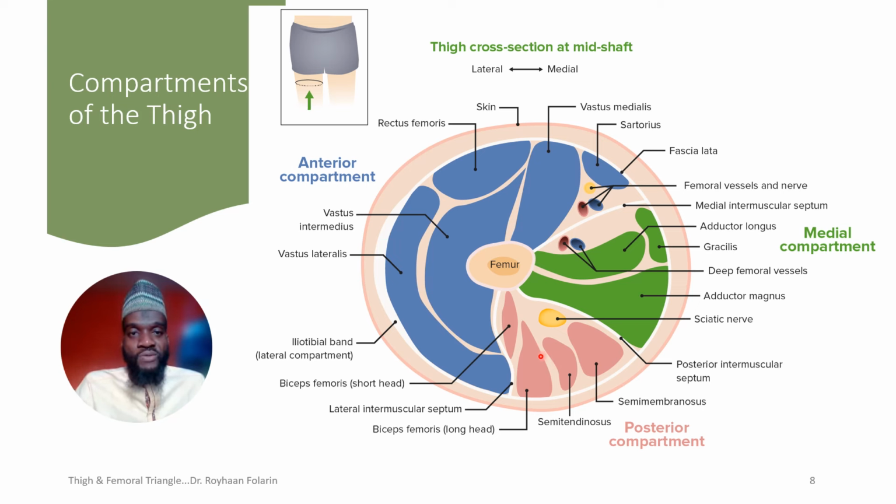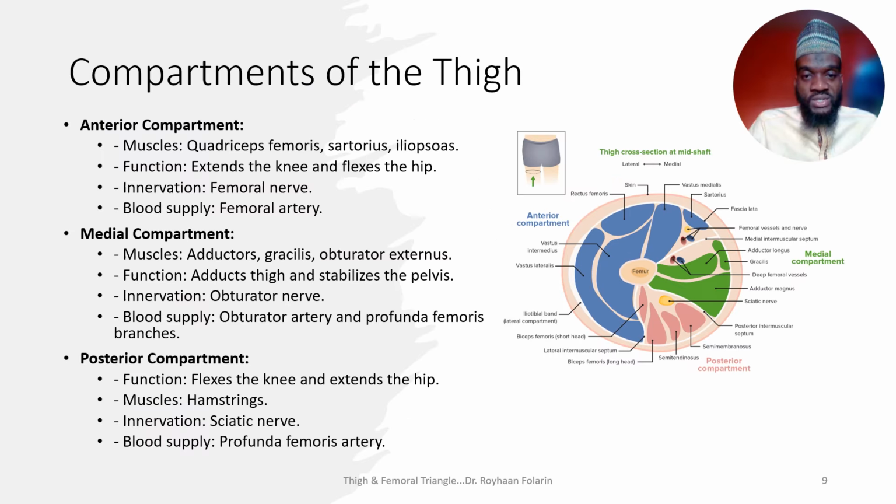These muscles you find at the posterior compartment are supplied by the sciatic nerve. The sciatic nerve provides the innervation to this compartment, and the blood supply comes from the deep femoral artery, known as the profunda femoris artery. So summarily, this is what we have appreciated. This is what I have listed in this slide.